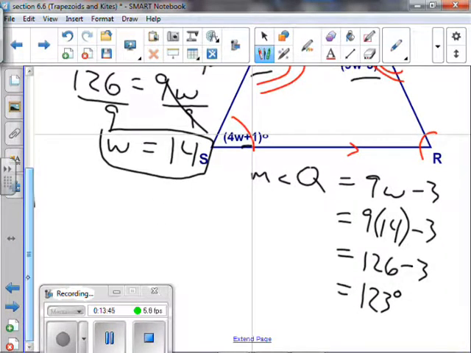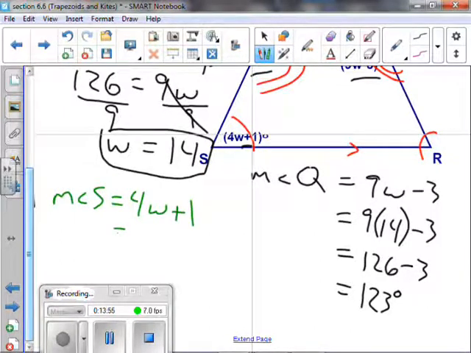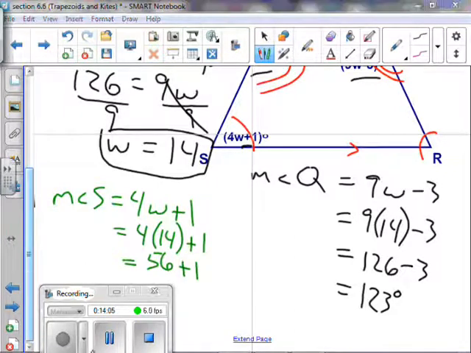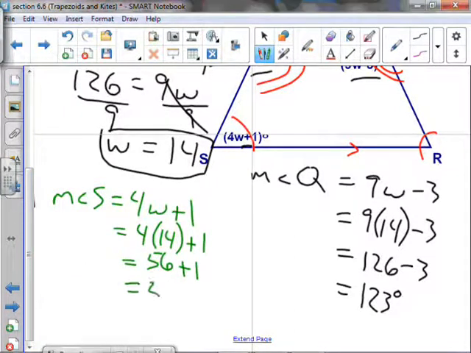Okay? So what we're going to do is say that the measure of angle S is equal to 4W plus 1, which equals 4 times 14 plus 1, which equals 56 plus 1, which is going to equal 57. And I don't need to find the measure of angle R because this is isosceles. I know that this one here, 57, must be the same as this one here. The measure of angle R is also 57, and we are done.